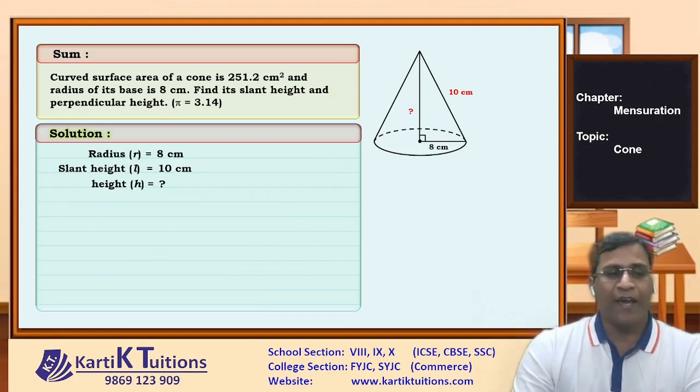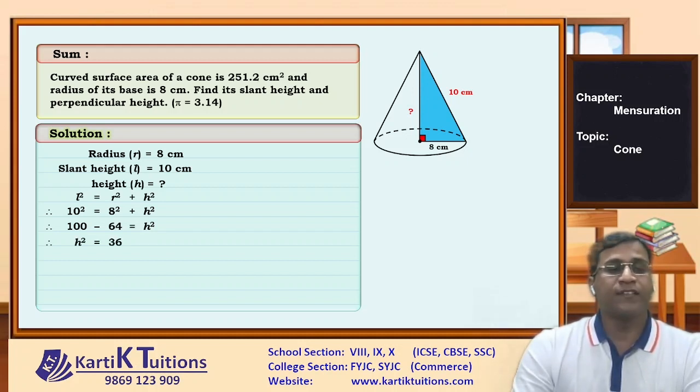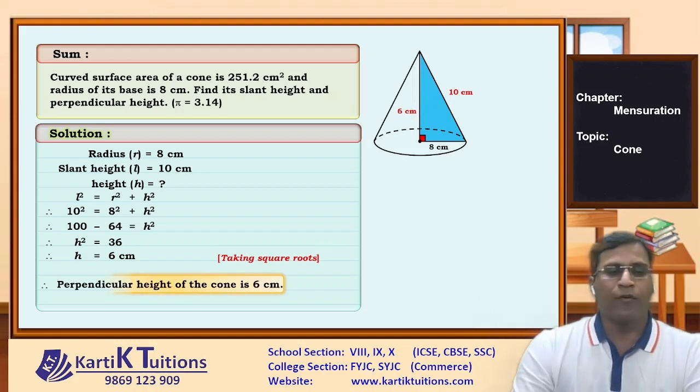Now let's find the h. How will we find it? From the slant height formula, that is L square is equals to h square plus r square. Now here r is how much? 8. So basically 10 square is equals to 8 square plus h square. Now 10 square everyone knows, it is 100. 8 square is 64. If I bring it on left hand side, it will become minus 64 is equals to h square. So h square is equals to 36. Now 36 is the perfect square of 6. So here h will become 6 centimeter. So the perpendicular height of the cone is 6 centimeter. I hope you have understood this sum.